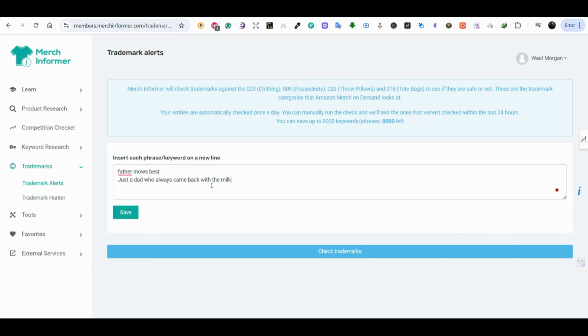And I'm going to add two other keywords that I know are copyrighted and registered, just to check if the trademark alert works fine. So I'm going to enter the keyword endless summer. I know that endless summer is trademarked, and I'm going to enter the word Nike. Obviously Nike is a registered trademark, and press on the save button.